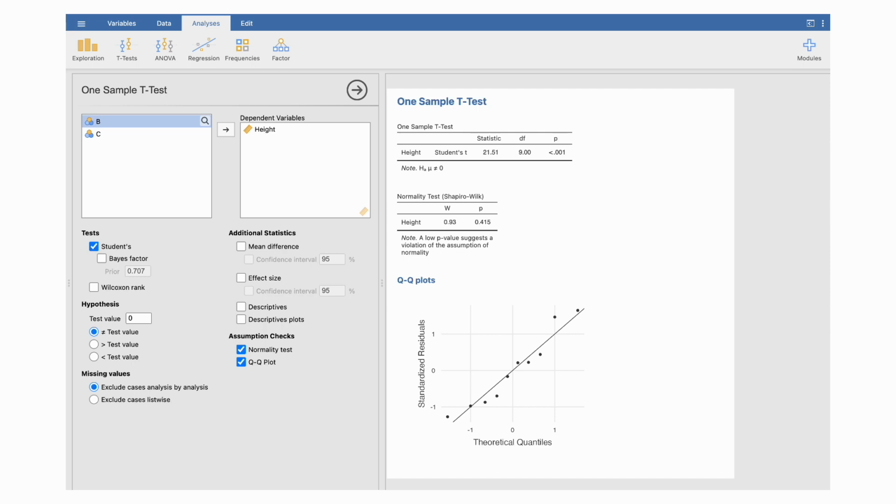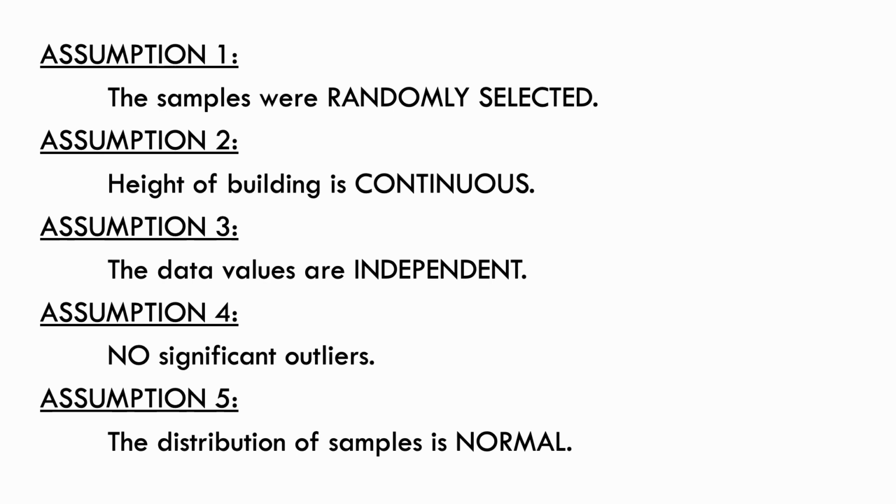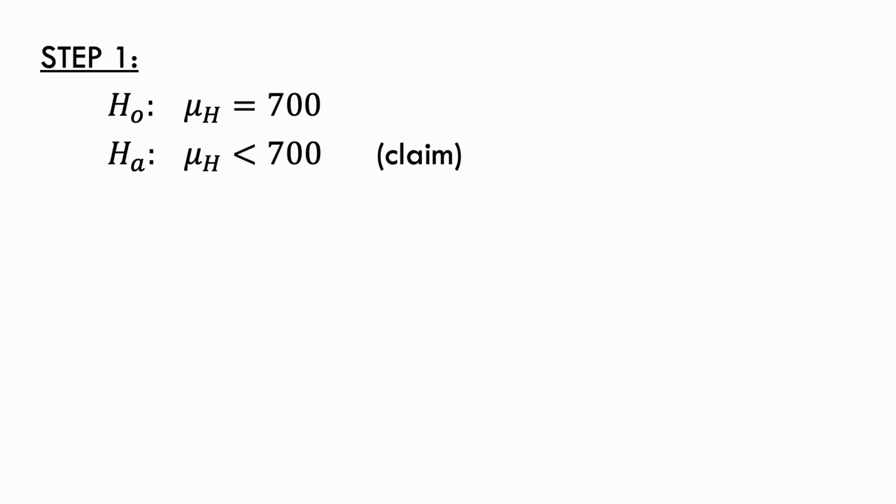And for the normality test, you can see that the P is 0.415, which is greater than alpha. So the distribution is normal. Okay? And backed up by the QQ plot, makikita ninyo na normal talaga siya. So the distribution of samples is normal for assumption 5. So since the 5 assumptions were satisfied, we can now go to t-test. So step 1, the null hypothesis is that the mean is equal to 700, and the alternative hypothesis is that the mean is less than 700, and that is the claim.